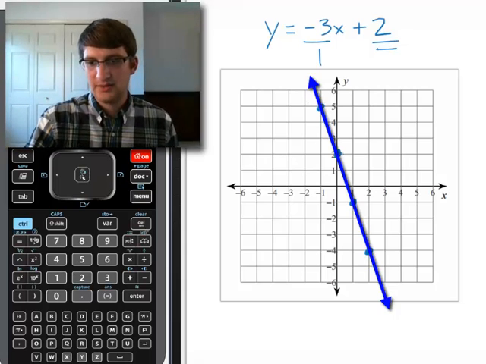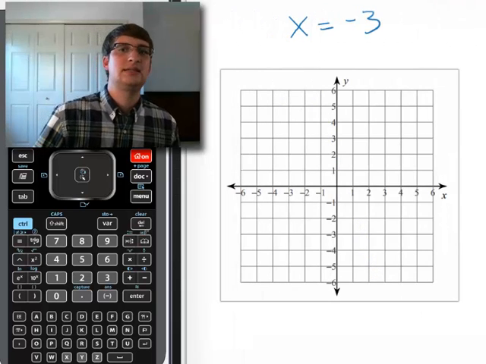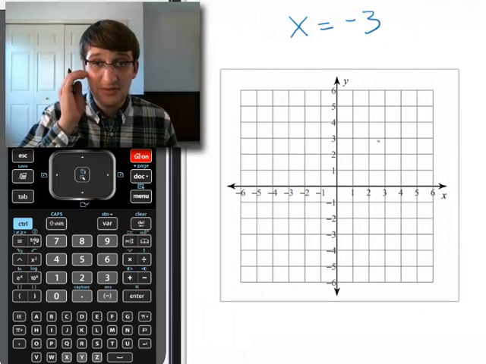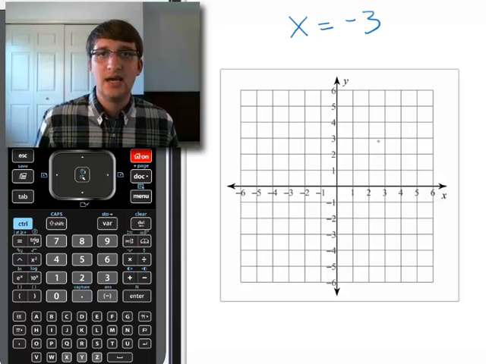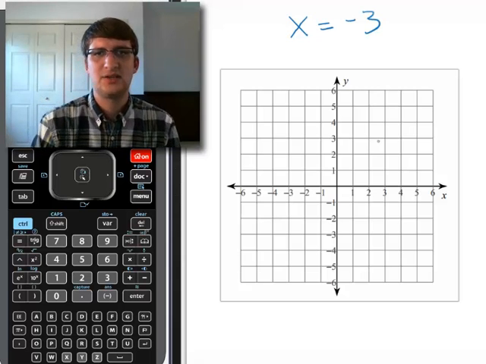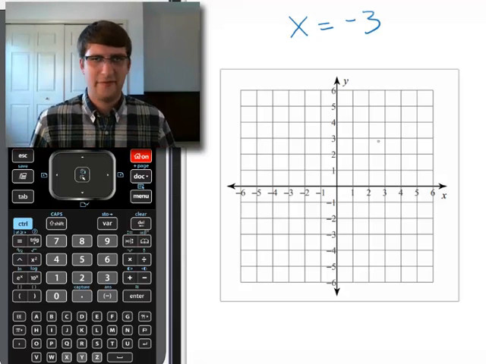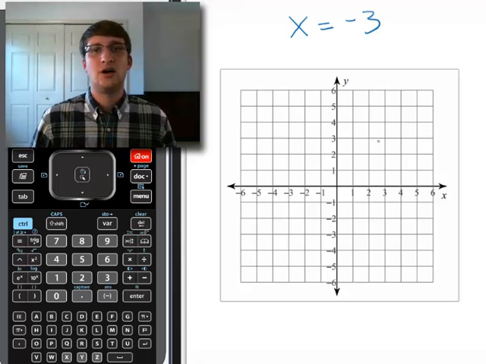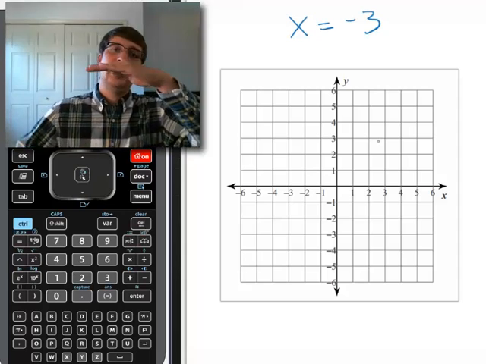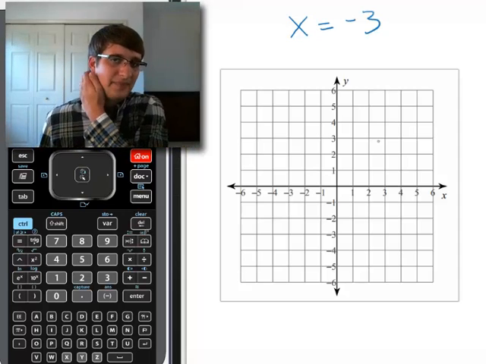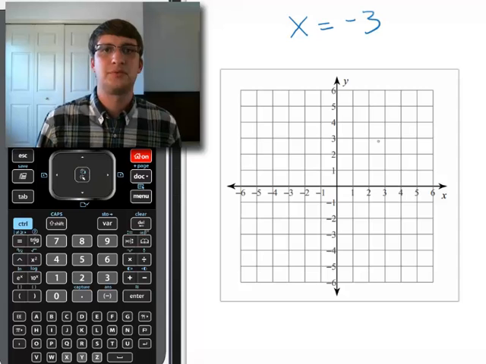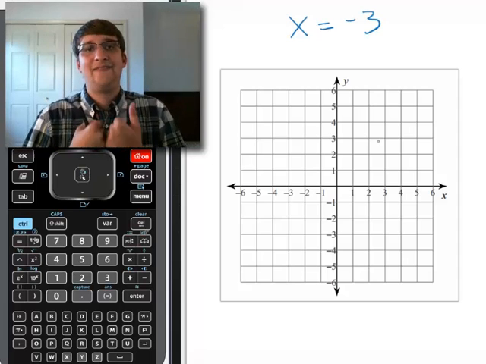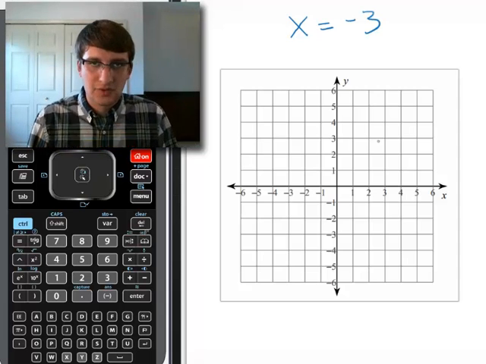The next problem that we're going to be doing is x equals -3. X equals -3 is a weird example because there is no slope-intercept form, okay? There's 2 other types of lines that I want you to know how to do, and those are both the horizontal line and the vertical line, okay? Now, x equals -3 is a vertical line at -3, okay?